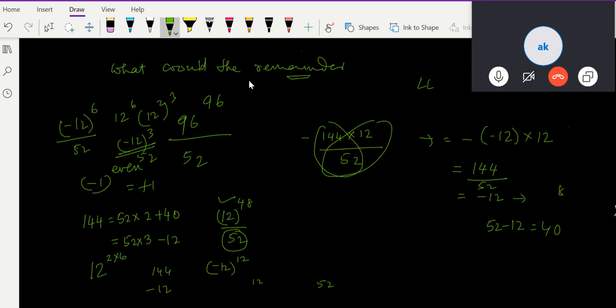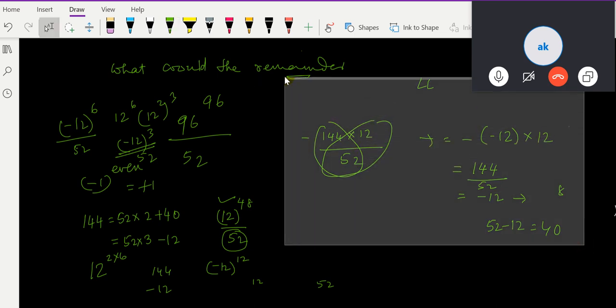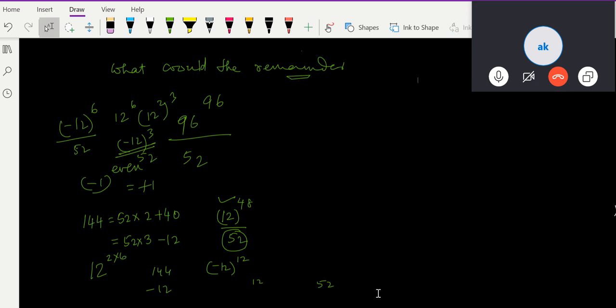Did you get this? Yes, sir. Okay. This is a slightly longer method, but the easier method is like this.